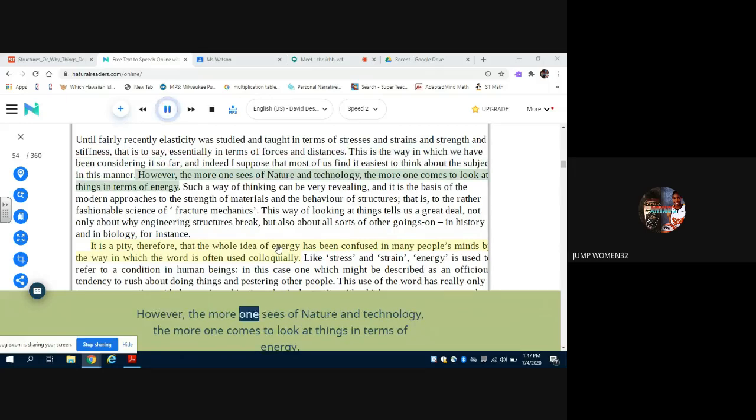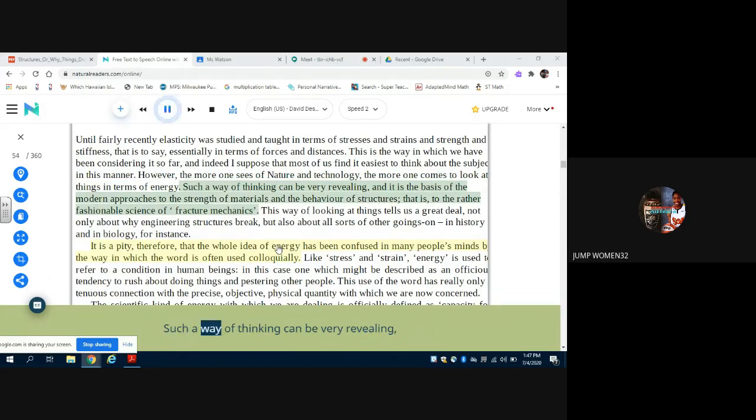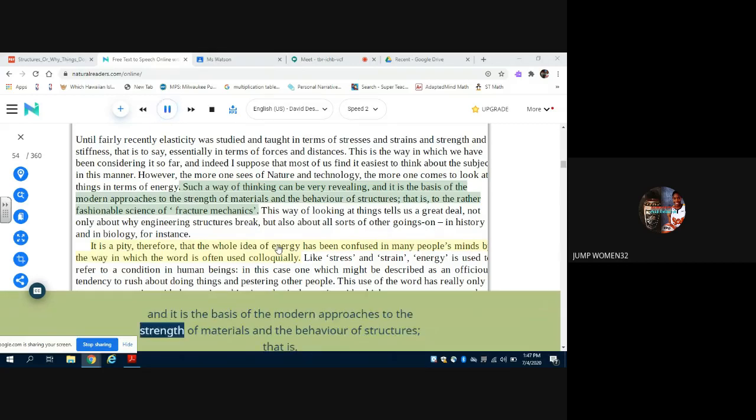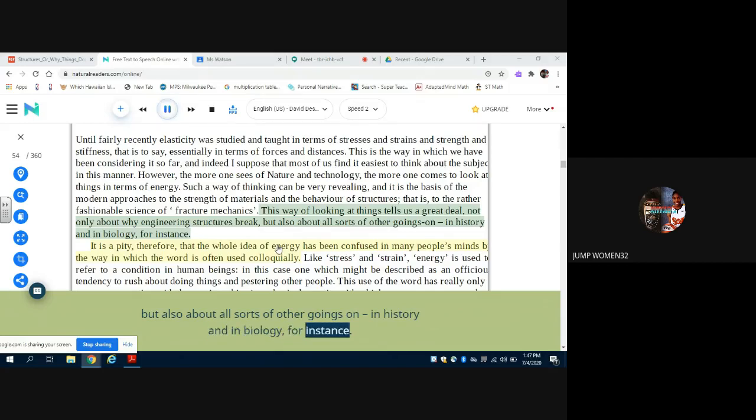However, the more one sees of nature and technology, the more one comes to look at things in terms of energy. Such a way of thinking can be very revealing, and it is the basis of the modern approaches to the strength of materials and the behavior of structures, that is, to the rather fashionable science of fracture mechanics. This way of looking at things tells us a great deal, not only about why engineering structures break, but also about all sorts of other goings-on, in history and in biology, for instance.